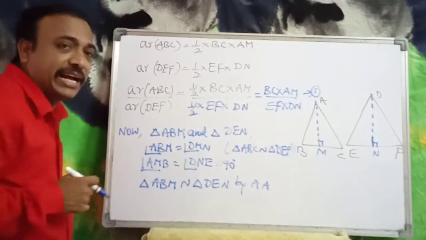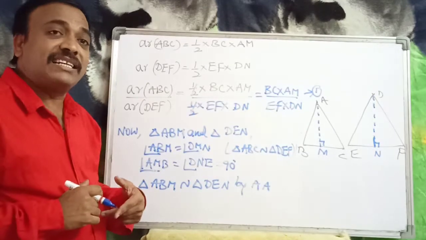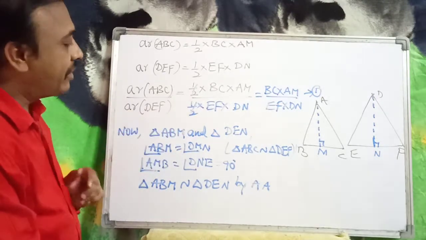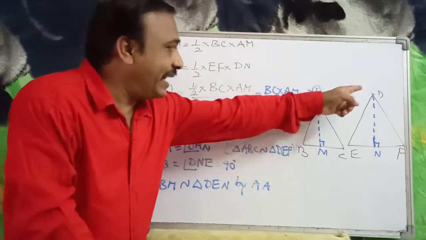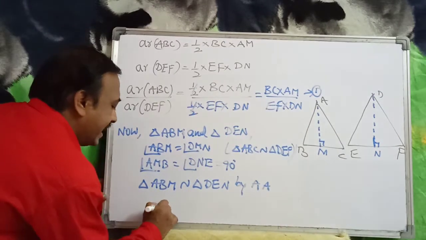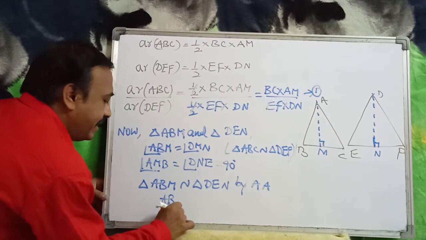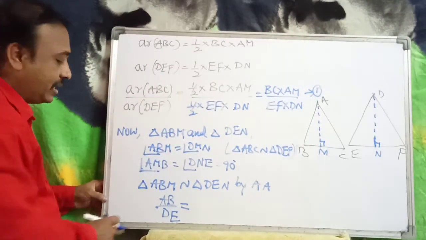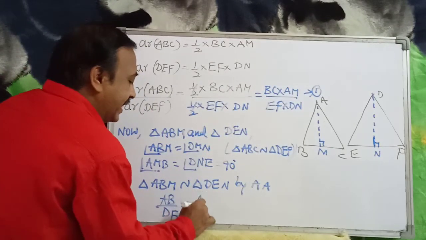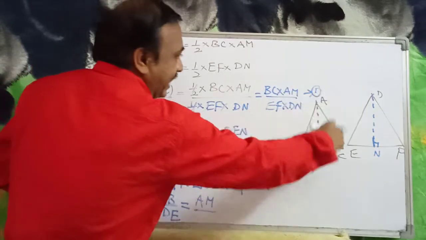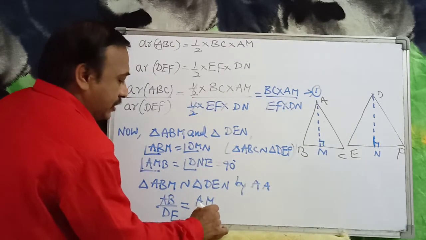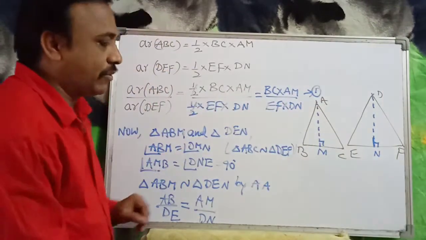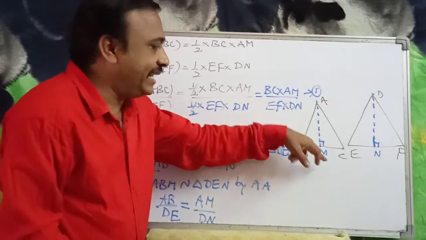So by AA similarity, the two triangles are similar. Once the triangles are similar, their corresponding sides are in proportion. Which are the corresponding sides? AB and DE, and AM and DN. So AB by DE is equal to AM by DN.